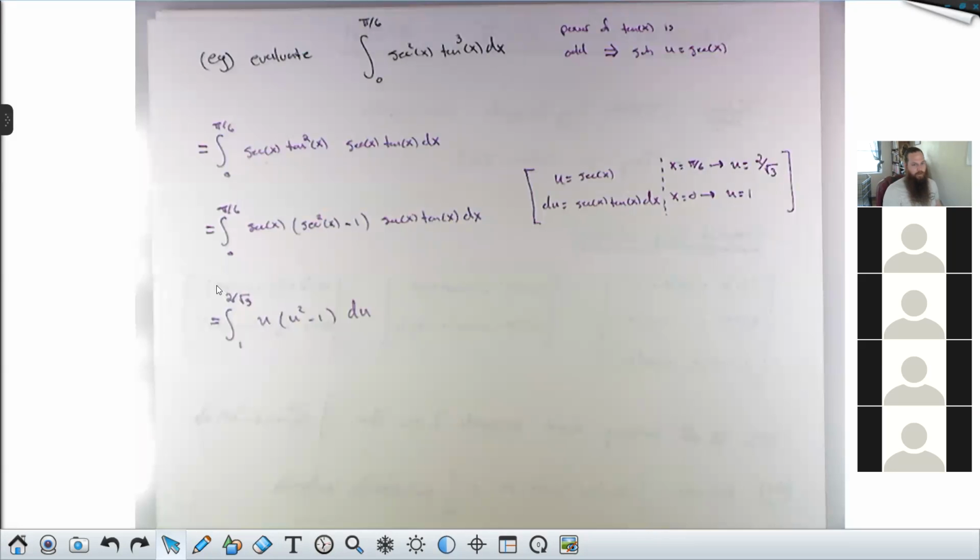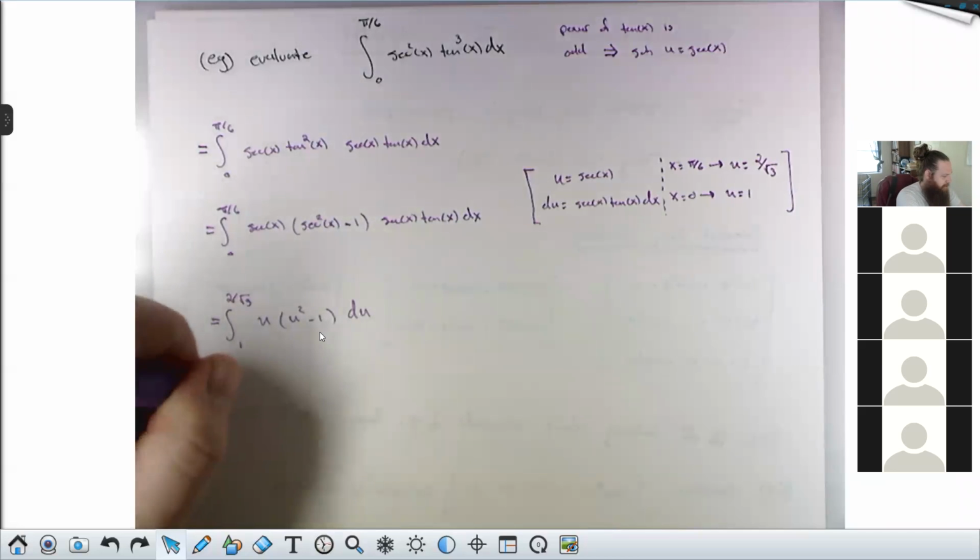And once we've gotten to here, we're home free, right? I could give this problem to a Calc 1 student. They would distribute the u and take an antiderivative and plug in the bounds. It's great. Questions on how we get to here before I finish the problem? So everybody's going to nail these on the test, right?